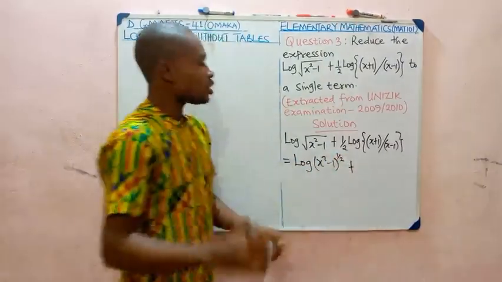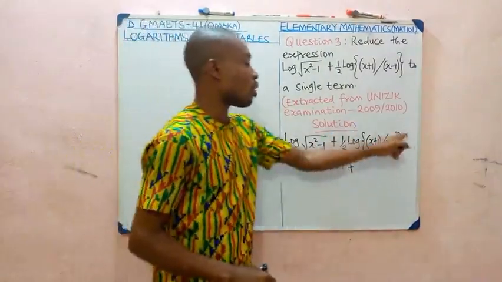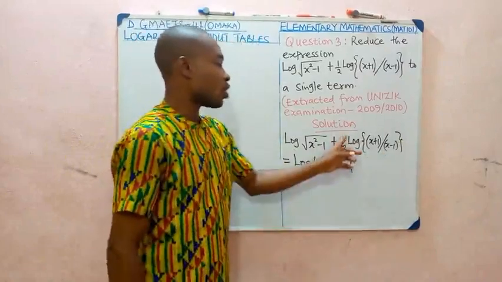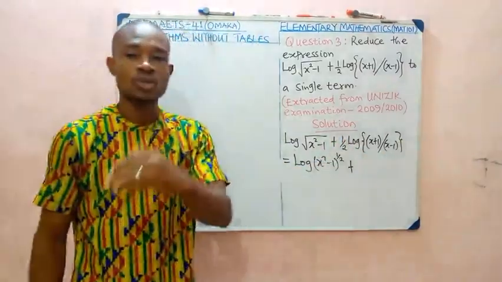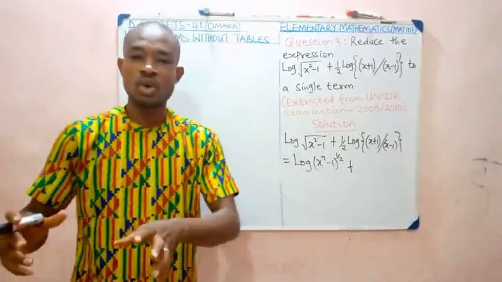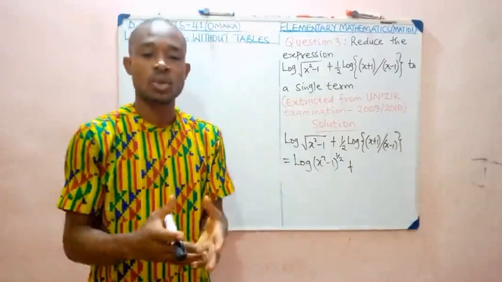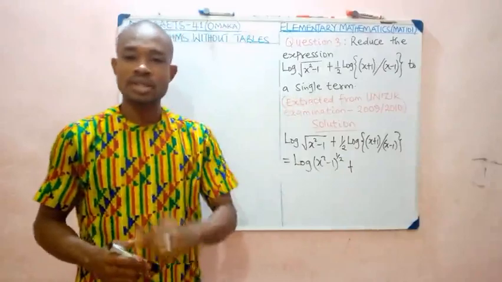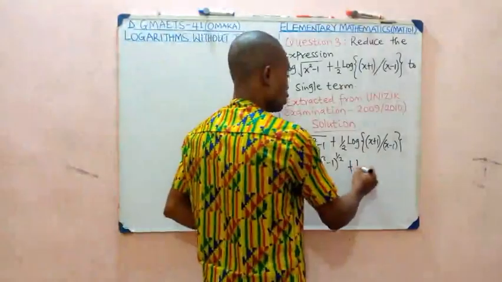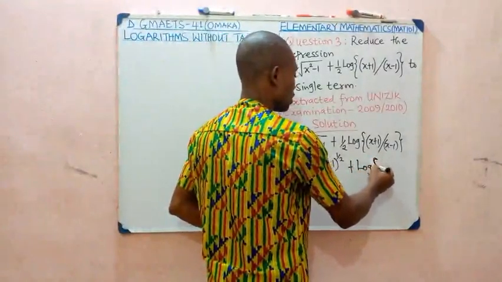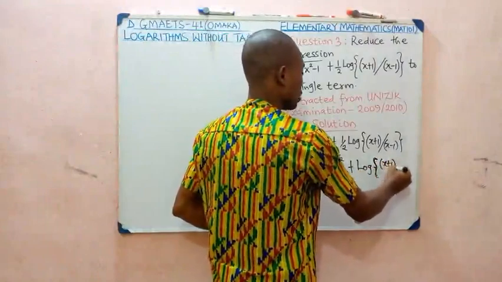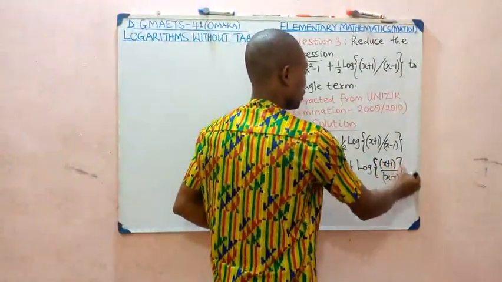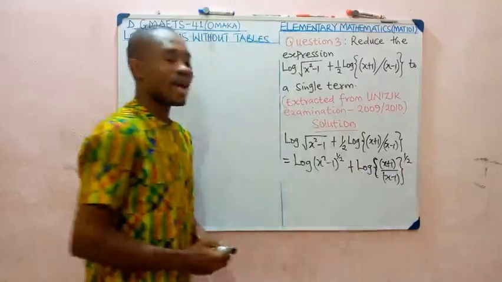then plus, why not we quickly move this 1 over 2 to become part of this number here, so that the coefficient will be 1. Remember I told you when I was explaining addition and subtraction laws of logarithm that for you to apply these laws, the coefficient of the logarithm is expected to be 1. So I can quickly do this: log, then brackets, x plus 1 all over x minus 1, then all raised to the power 1/2.